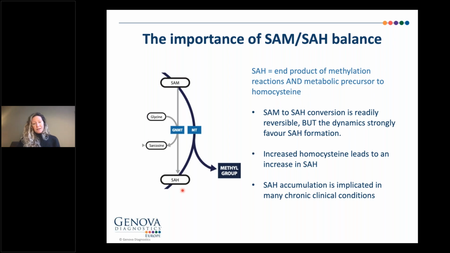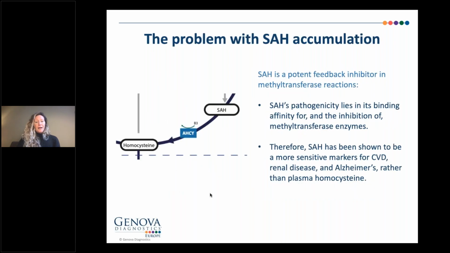And this reaction is readily reversible, but the dynamics strongly favor the production of SAH, and therefore any elevation in homocysteine will consequently lead to an increase in SAH. And SAH is a potent feedback inhibitor of methyltransferase enzymes or reactions. Its pathogenicity lies in its binding affinity for and inhibition of methyltransferase enzymes within many tissue components. And that includes DNA, RNA, phospholipids, and many others.